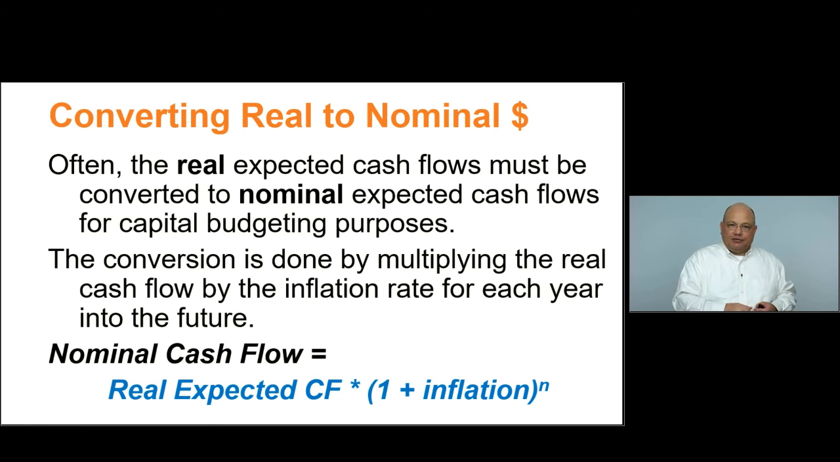The nominal cash flow is equal to the real expected cash flow multiplied by 1 plus the inflation rate raised to the nth power, again, n, the number of years that we're talking about. To convert that real into a nominal, for us to put it into our capital budgeting, here's our formula. Now, we've got a bigger example here.